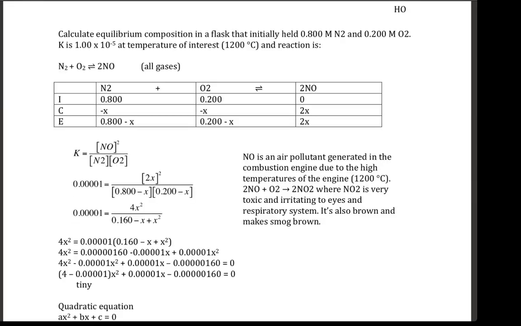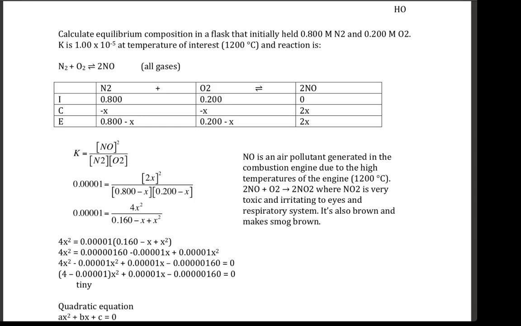So here's a problem rather similar to that last one we just did. Calculate the equilibrium composition, that is, the concentrations at equilibrium in a flask that initially held 0.800 molar N2 and 0.200 molar O2. K is 1.00 times 10 to the minus 5 at 1200 degrees Celsius. The reaction is N2 plus O2 in equilibrium with 2NO, where they're all gases.